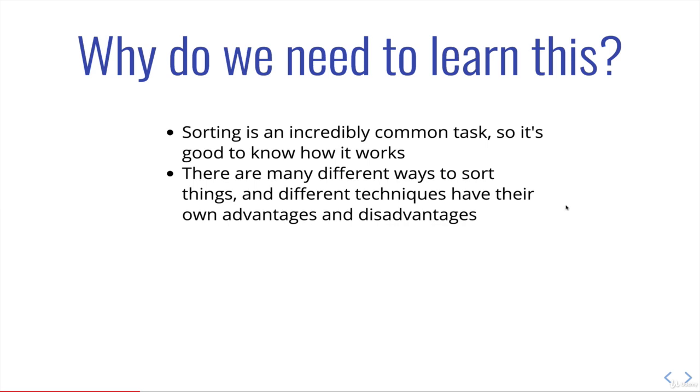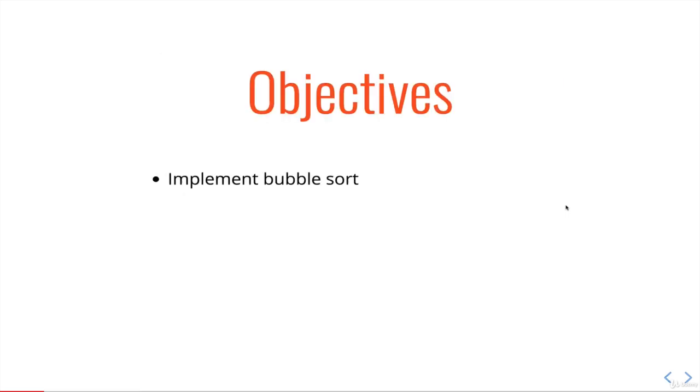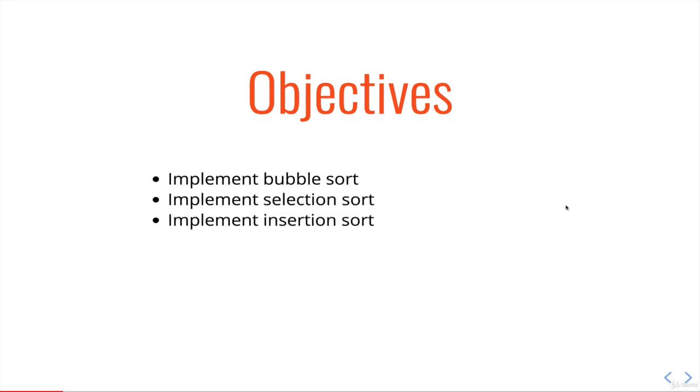So without further ado, let's talk about what we're covering in this section. Our objectives are, first, we're going to implement bubble sort. So this is one algorithm. We'll learn how it works and implement it. Same thing for selection sort and then insertion sort. So these are what I'm calling the elementary sorting algorithms.